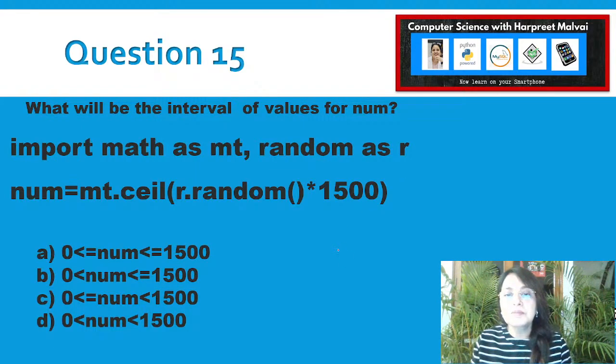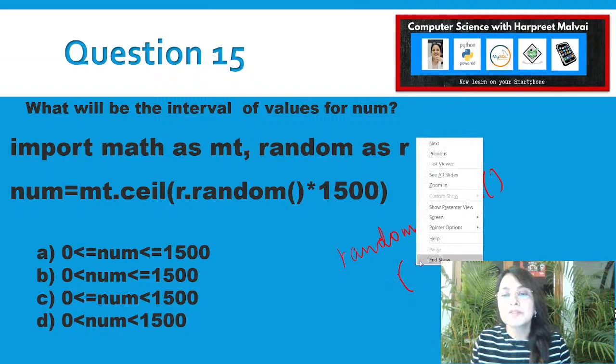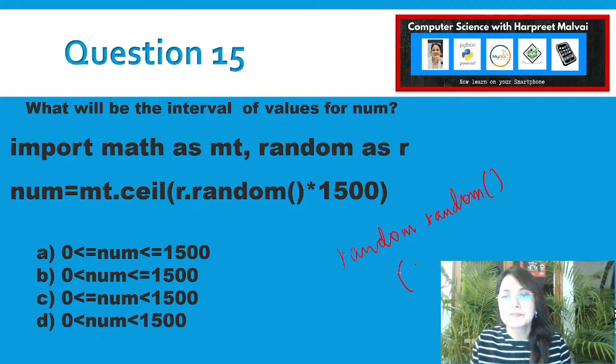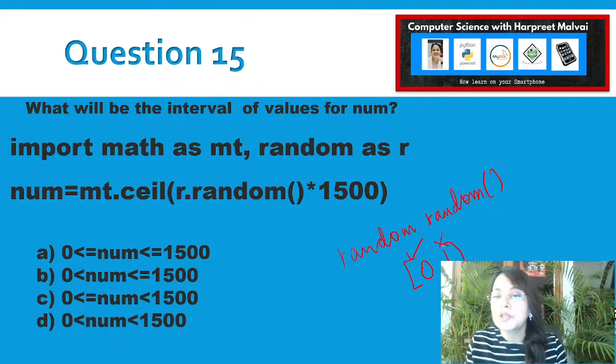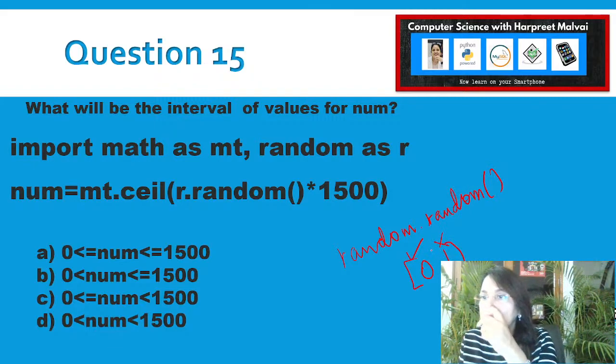Now, what the random function does is, random.random, which you usually see as random.random, has this interval. So 0 is included, 1 is not included. Okay, 1 is not included.